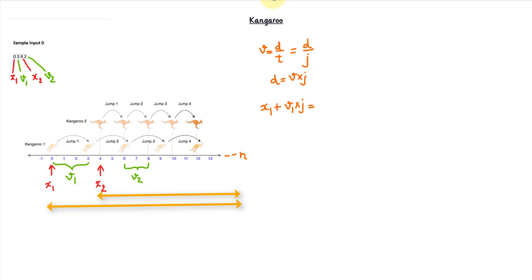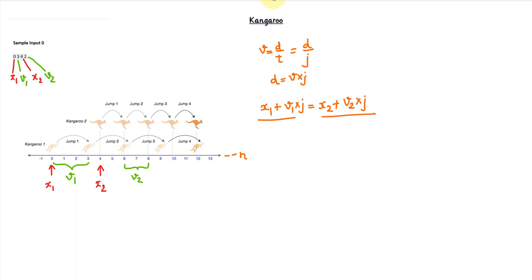Right? So we can see x1 plus v1 into j must be equal to x2, the kangaroo 2 position from where it starts, plus v2, which is kangaroo 2 velocity, into j. Because after the same number of jumps, both should reach a common location. So we can make this equal, right? Distance traveled by kangaroo 1 and distance traveled by kangaroo 2 should be equal. Now you just simplify this equation.